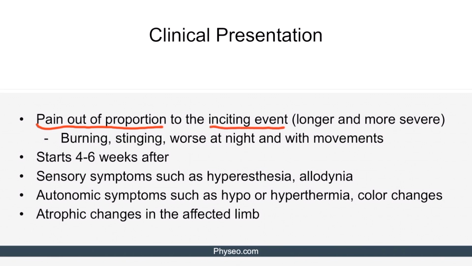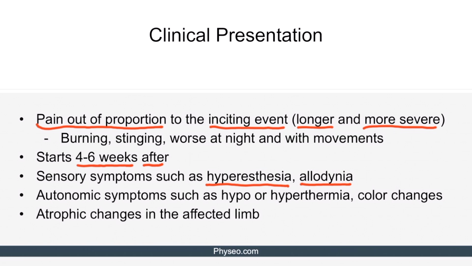In fact, it's longer and more severe, and patients complain of burning or stinging sensation that's worse at night and worse with movements. Usually those symptoms start 4 to 6 weeks after the inciting event. And sensory symptoms, such as hyperesthesia, which is the increased sensitivity in the affected limb, as well as allodynia, which is pain in response to a stimuli that under normal circumstances wouldn't cause pain. So they're having pain and you're kind of surprised that that hurt them.